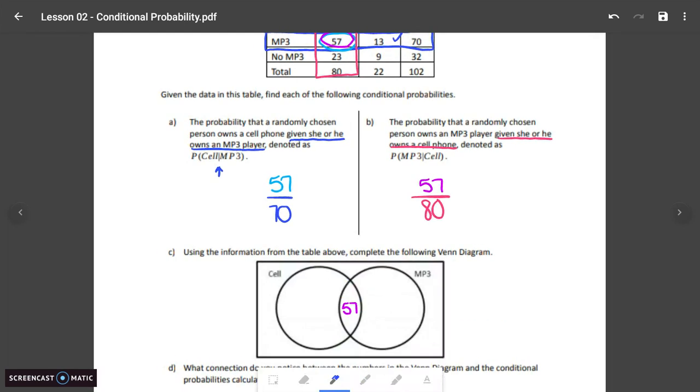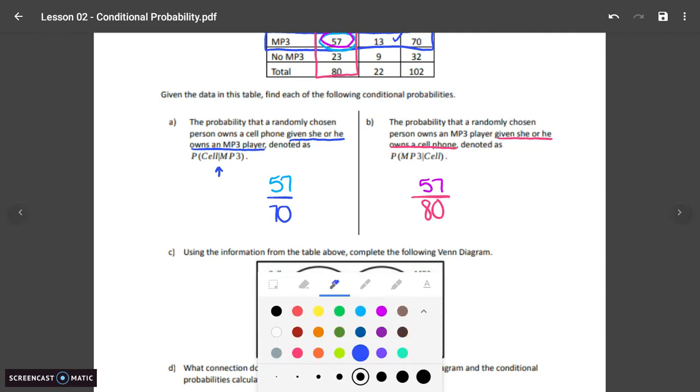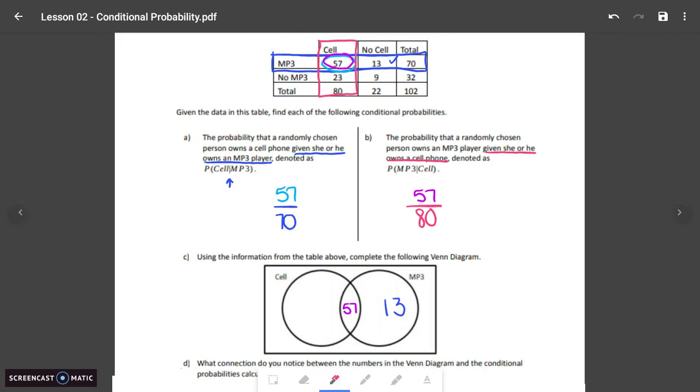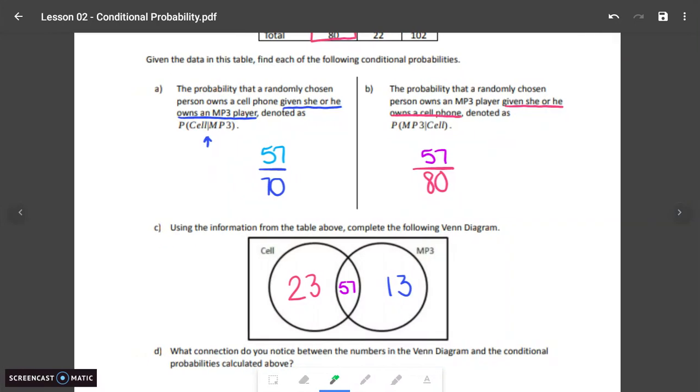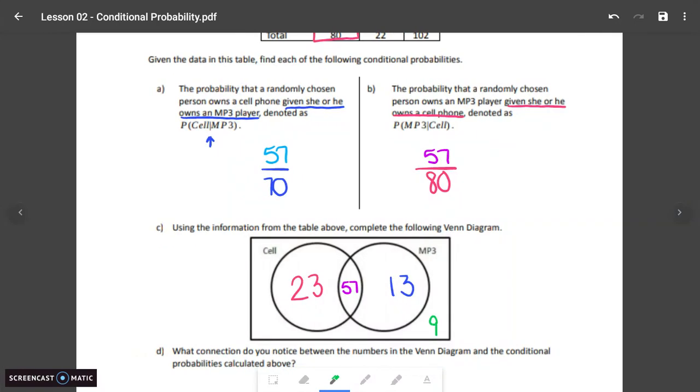13 is going with the MP3. Now 80 with the cell phone, if I subtract the 57, I end up with 23, which is what is right here. So my table shows me everything. It's going to be out of a total of 102 students though, so don't forget the ones that have neither, that 9 is going to go right here. So this two-way table adds up to my 102 still, but we're just placing those conditions on it.